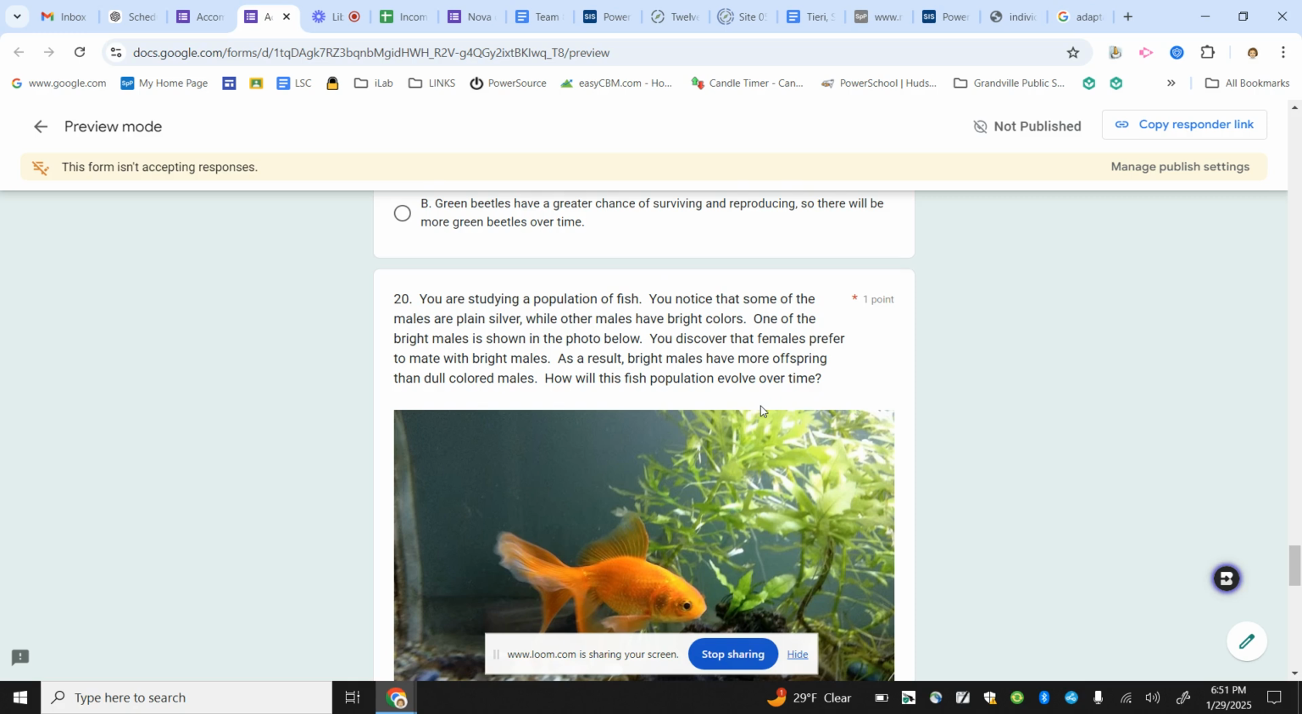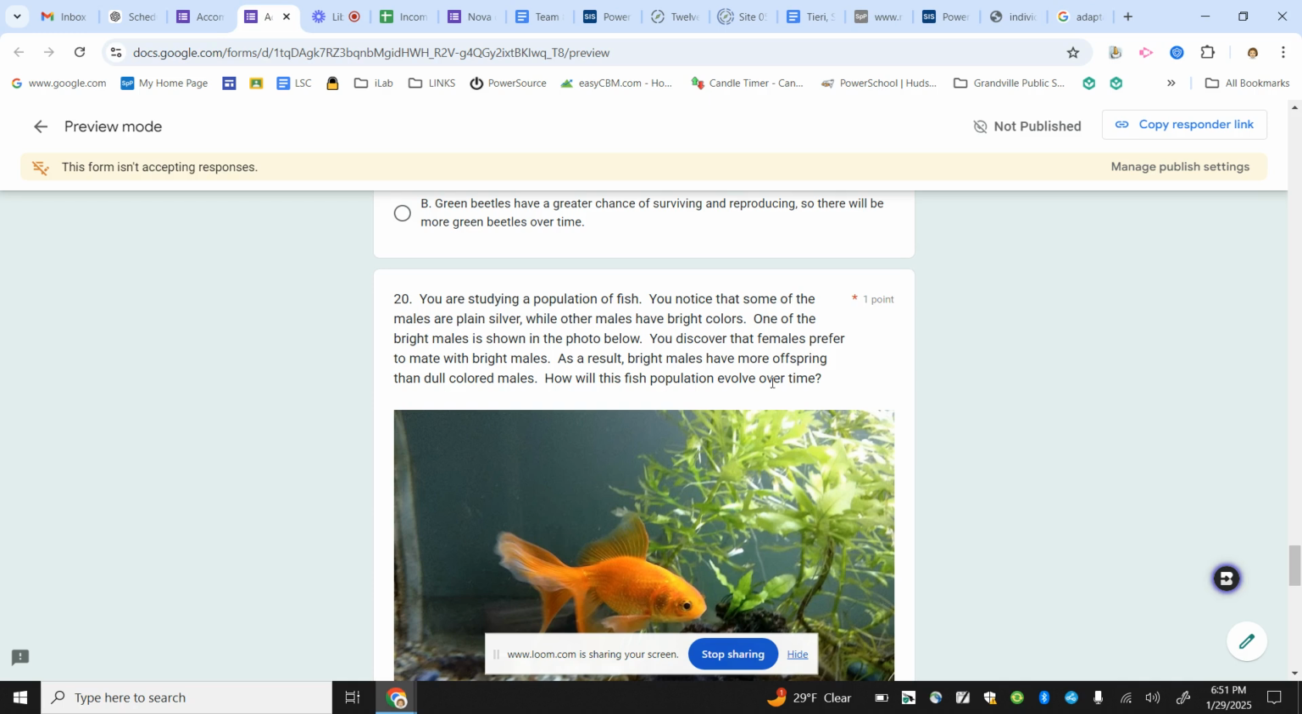Number 20. You are studying a population of fish. You notice that some of the males are plain silver, while other males have bright colors. One of the bright males is shown in the photo below. You discover that females prefer to mate with bright males. As a result, bright males have more offspring than dull-colored males.